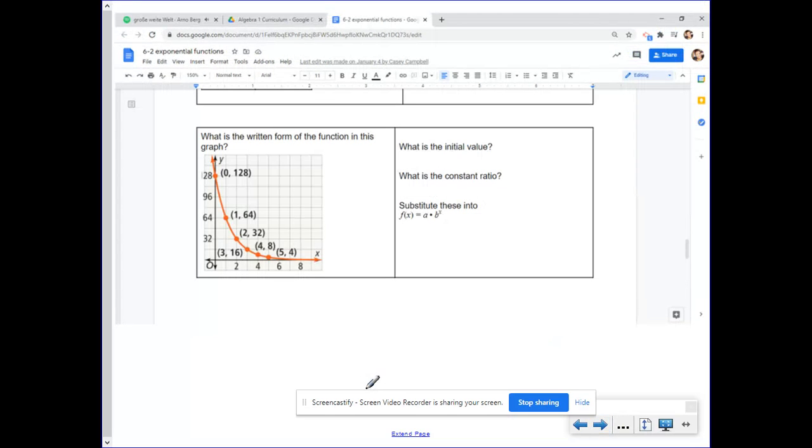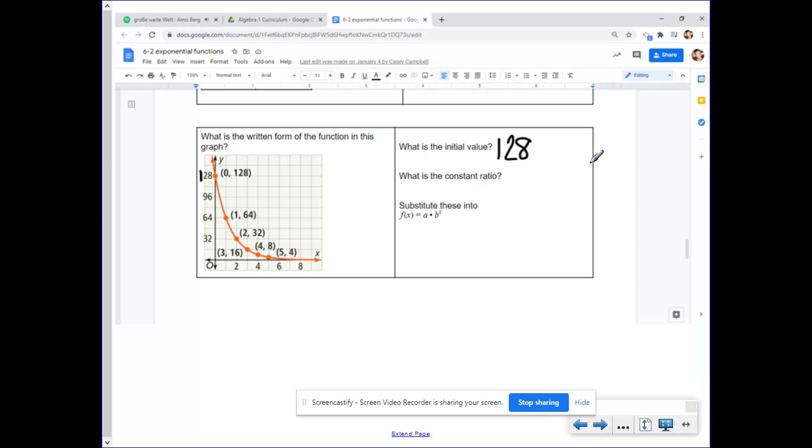The next one they give you is a graph. So it says, what is the written form of the function of this graph? So for your initial value, look and see when x is 0, what is your y? And I'm pretty sure there's supposed to be a 1 right there because that one's 96. So we're going to say the initial value is 128.